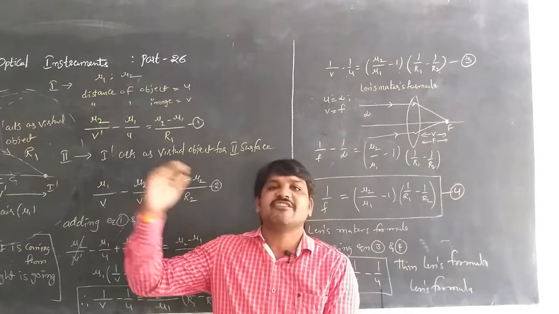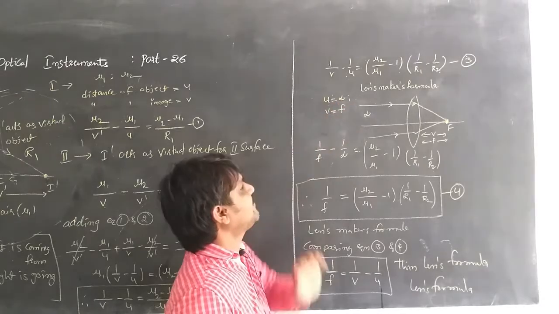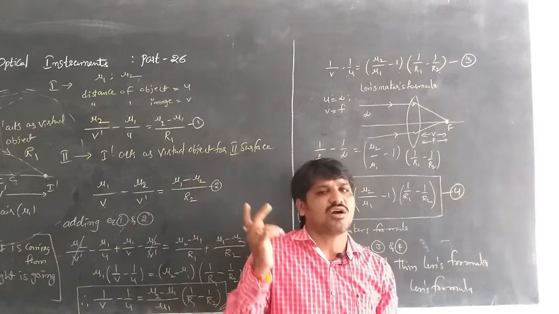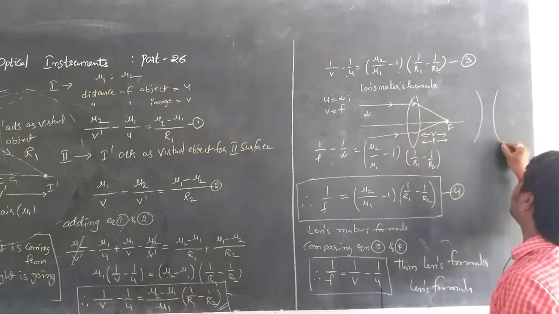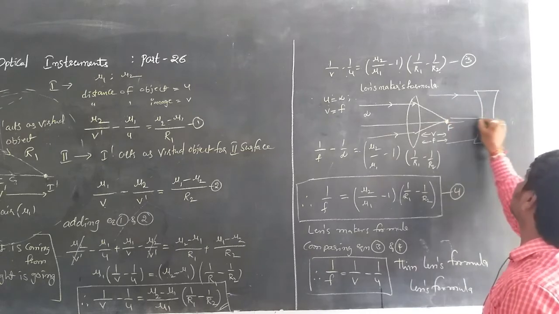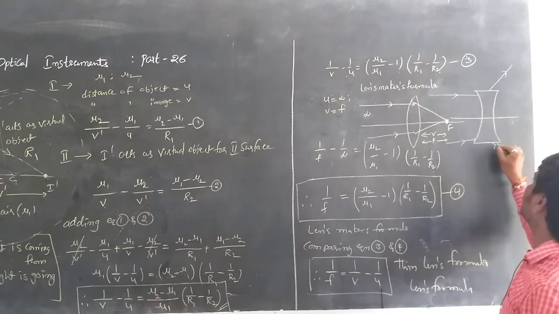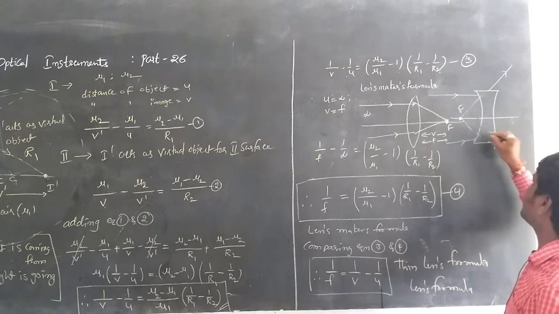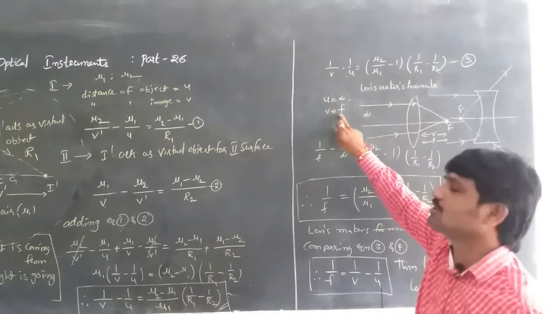If the light is coming from infinity, or the object is placed at infinity, then u is equal to infinity and the image is formed at the focus. This applies to a convex lens or a concave lens, whether biconvex or concave. In the case of a concave lens, if the light is incident from infinite distance, parallel to the principal axis, the light is diverging, but we can still take the image as formed at the focus only. So we take u is equal to infinity and v is equal to f.